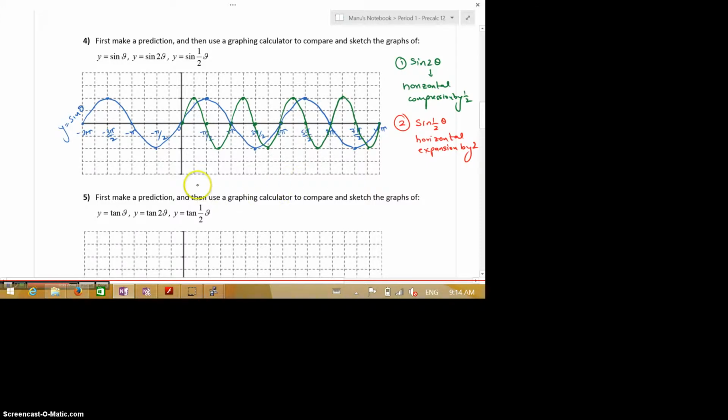Similarly on the back end, right? So from negative pi to 0, it's going to be 0, maximum, 0, minimum, 0. Similarly from negative 2 pi to negative pi, 0, maximum, 0, minimum, 0. Right? So this is the first one here, y equals sine 2 theta.